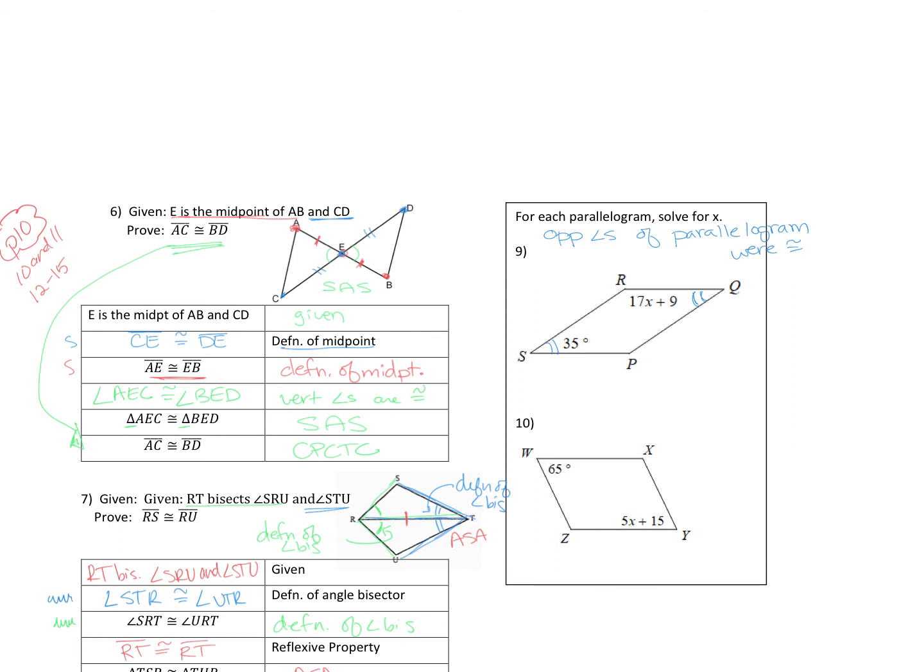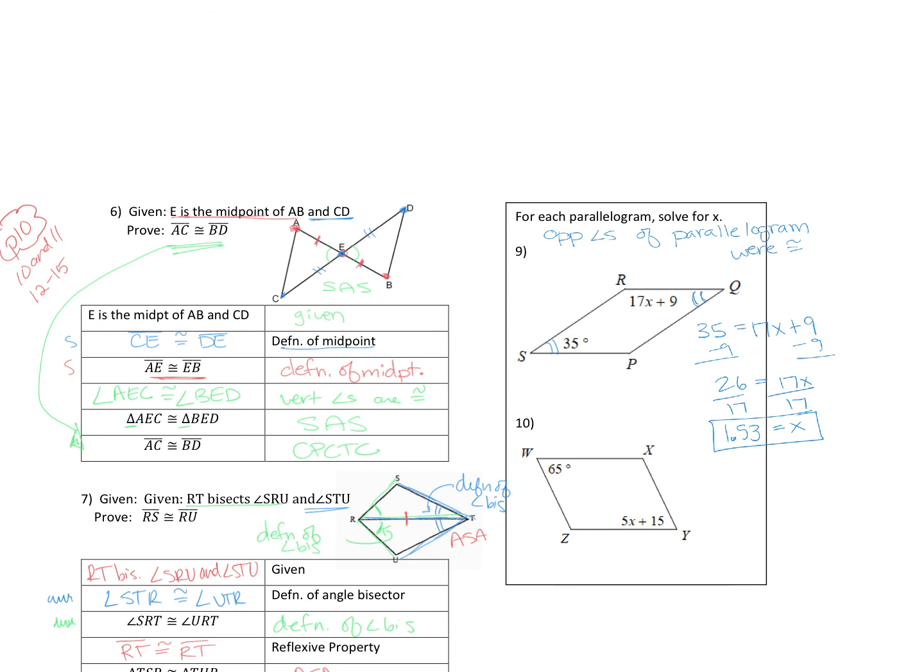And our opposite angles are congruent. So that means I'm going to set them equal to each other. If they're congruent, they're equal. And I do get a decimal. 35 equals 17x plus 9. I'm going to subtract 9 from both sides. When I do that, I get 26. So 17x equals 26. And when I divide by 17, this is where the decimal comes in. I believe you get 1.53. You could just say it's 1.5.